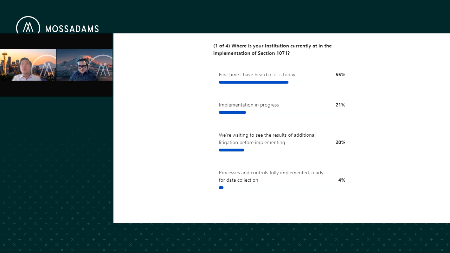Interesting. And yeah, for those participants who do not currently work for a financial institution, I assume that they are selecting, first time I've heard of it is today. But among answer B and answer C, it's kind of spread across waiting to see what happens with litigation and implementation currently in progress, and a small percentage already have processes and controls fully implemented. So interesting. Appreciate the responses.